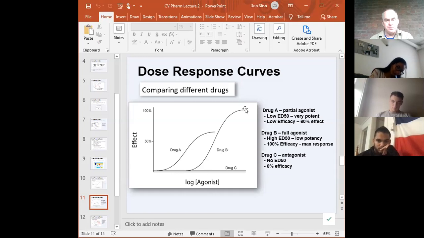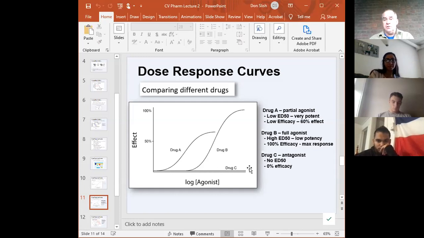Okay, so if you wanted maximal effect, you would have to go with drug B, and you'd go with a higher concentration than you would with drug A, but that's fine because you're getting more effect. Now, drug C is an antagonist. You get no effect no matter what concentration you go to.